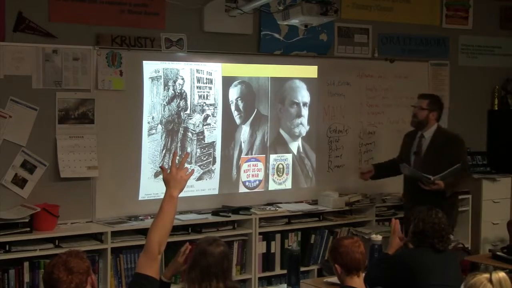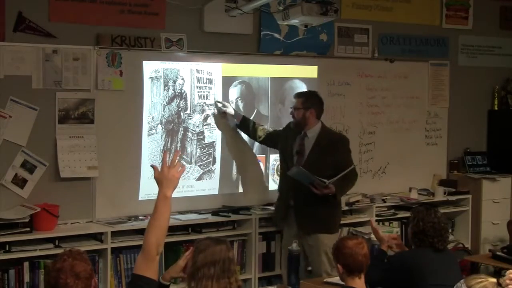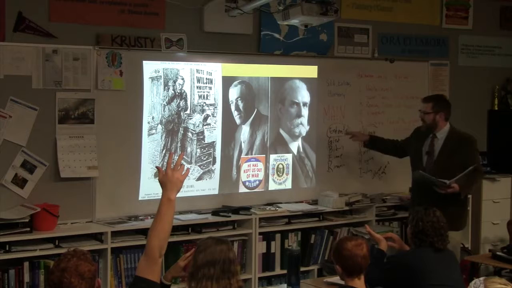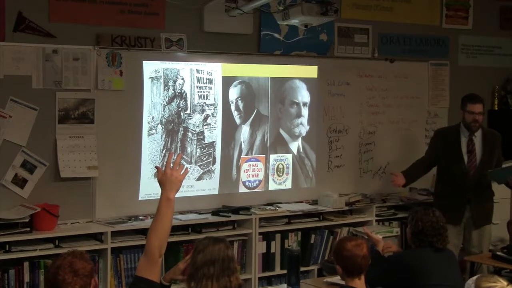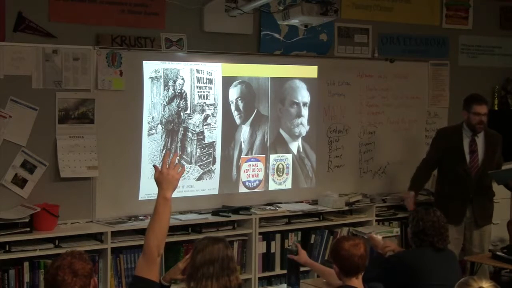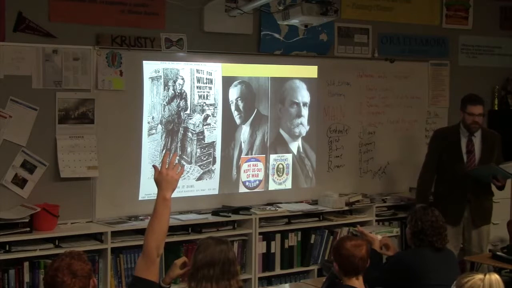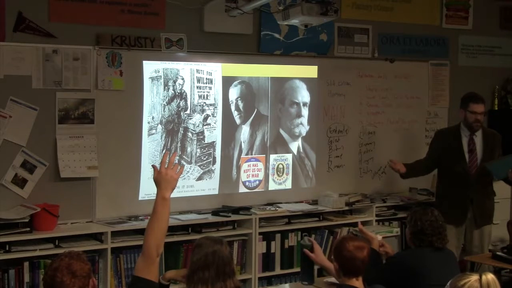Woodrow Wilson campaigns as the president who kept us out of war. And Charles Evans Hughes says, dude, we're going to war. You're either going to be ready or you're not. So you're promising peace, but you're lying to people because we're going to war.